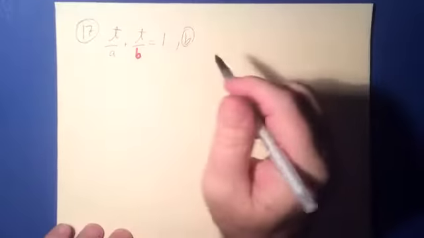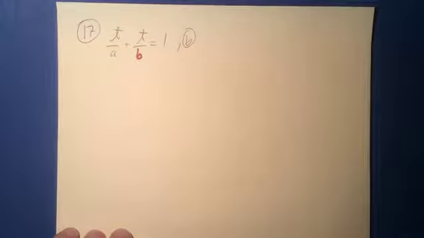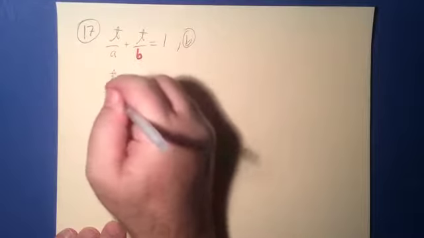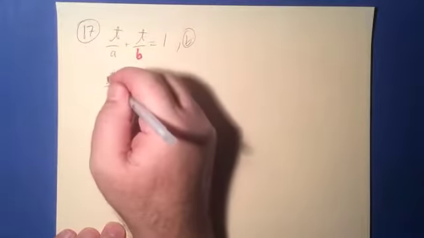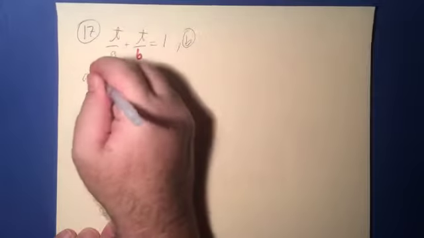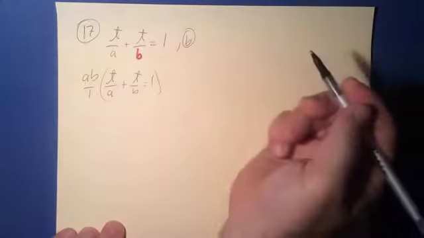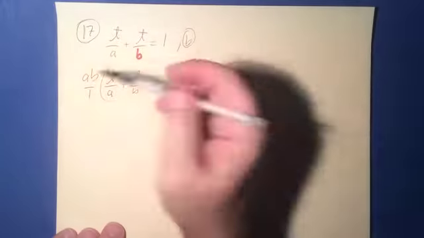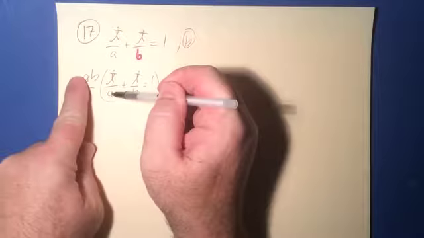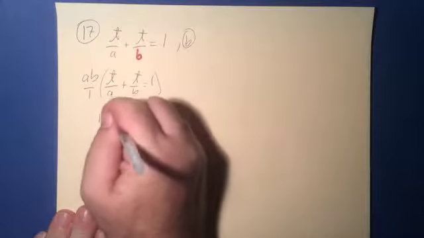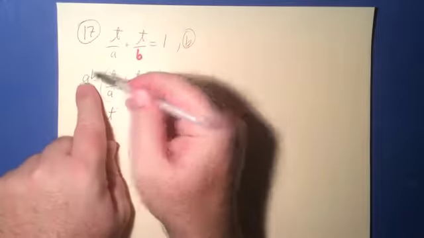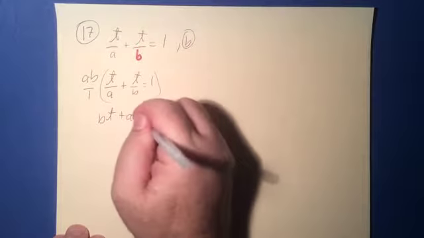Remember, we want to get rid of the fractions here, so we're going to rewrite the problem again. And we're going to multiply everything through by ab, specifically ab over 1. When I multiply this, the a's are going to reduce, giving me bt. When I multiply this through, the b's reduce, giving me at.